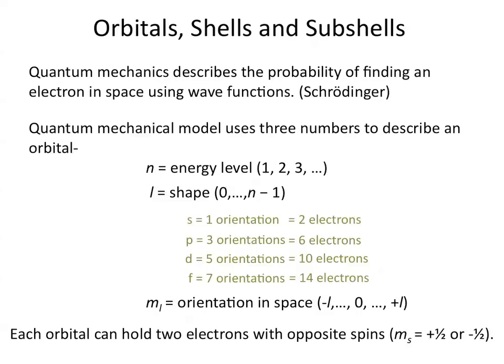Because the P subshell has 3 orientations in space, in the P subshell there are 3 different orbitals, and each one of those 3 orbitals can hold 2 electrons, giving the P subshell the capacity to hold 6 electrons. Likewise, the D subshell has 5 different orientations, which means there are 5 D orbitals, and each of those orbitals can hold 2 electrons for a total of 10. And each F subshell has 7 orientations, meaning it holds 7 orbitals or 14 electrons. This will become a little more clear as we start diagramming our electron configurations.